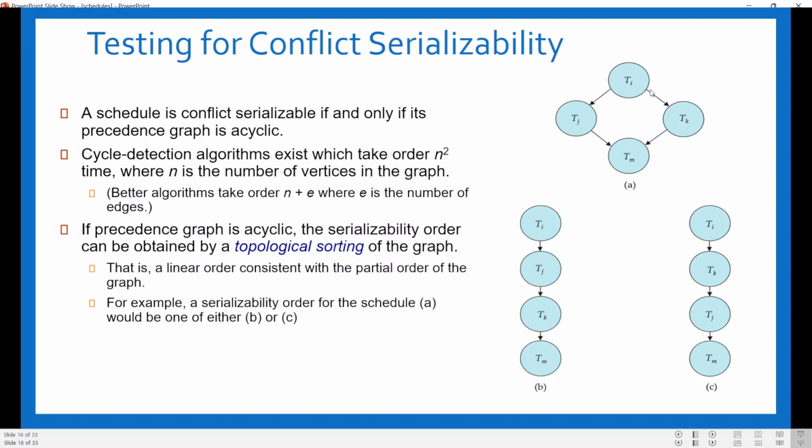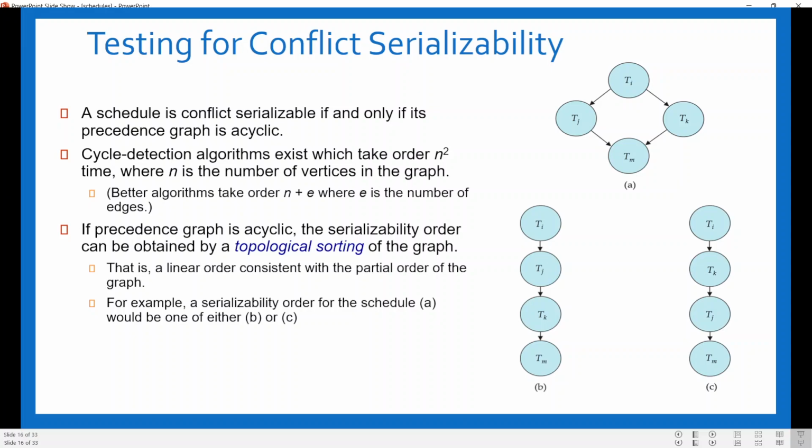Acyclic means, in this particular graph, you can see this arrow is from Ti to Tk, then from Tk to Tm. If there were Tm to Tj and Tj to Ti, then you could say it is cyclic. But here it is Ti to Tk and Tk to Tm, and from Tm to Tj there is no path. So here this is not cyclic. This is called an acyclic graph. So if the precedence graph is acyclic, then we can say the schedule is conflict serializable.